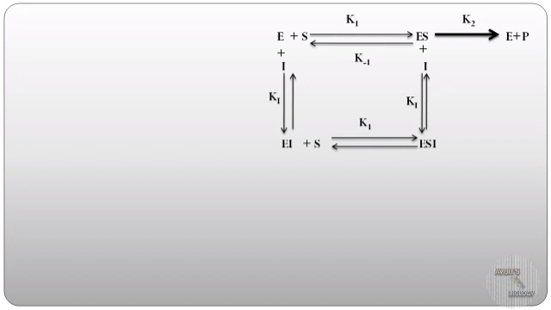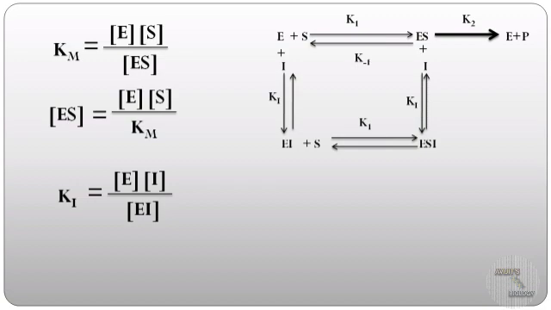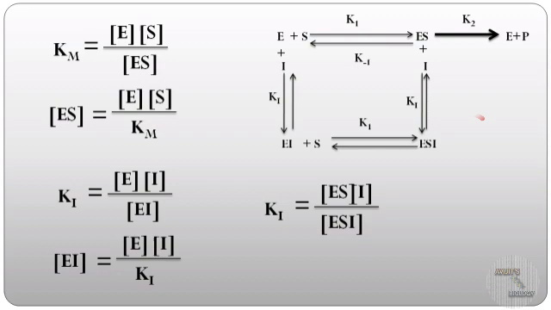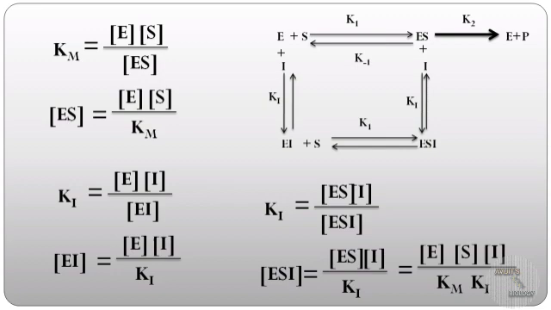So you all know that Km equals E into S by ES, or we can write ES equals E into S by Km. Like this we can write that KI equals E into I by EI, or EI equals E into I by KI. For this reaction we can write that KI equals ES into I by ESI, or ESI equals ES into I by KI. Or if we put the value of ES in this equation, then we can write ESI equals E into S into I by Km into KI.